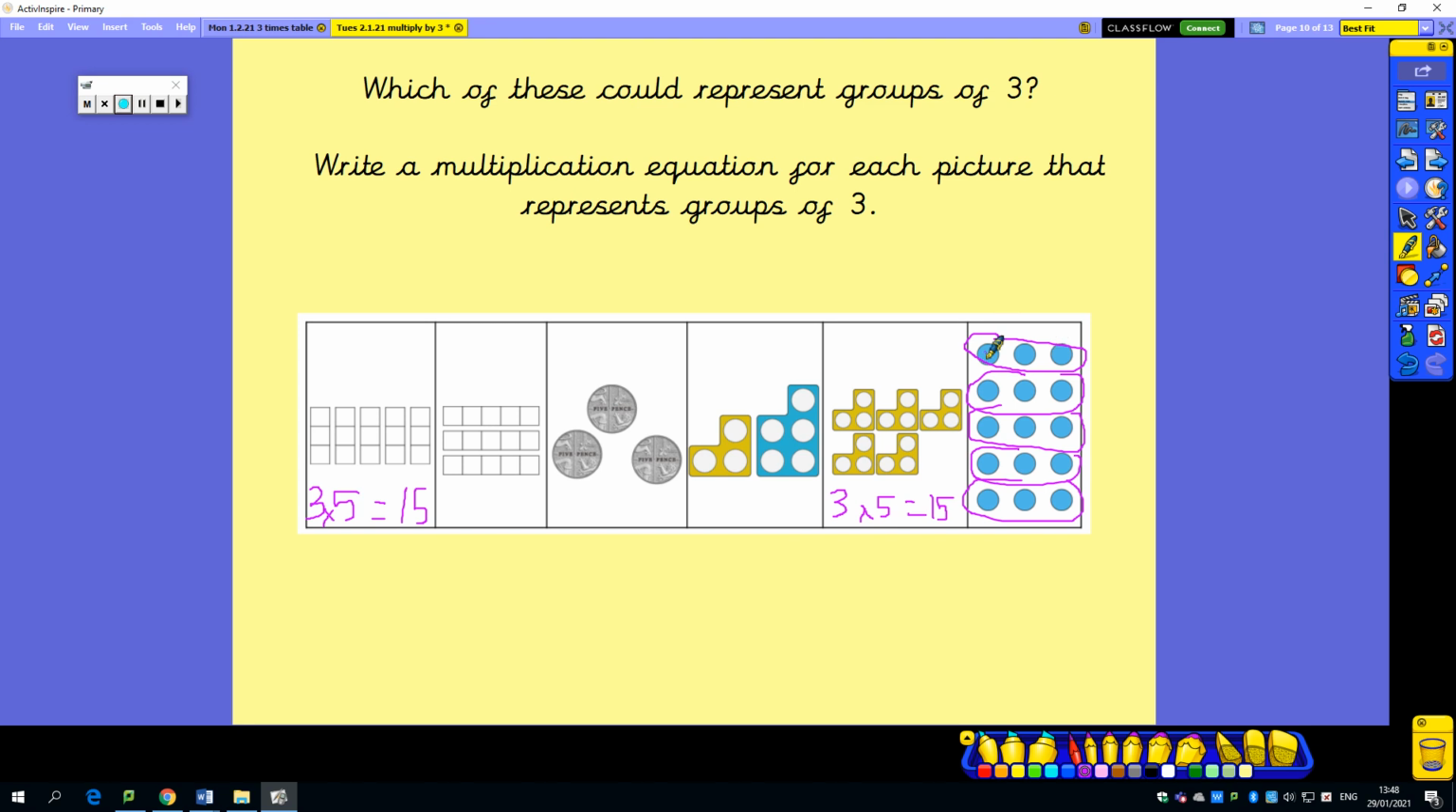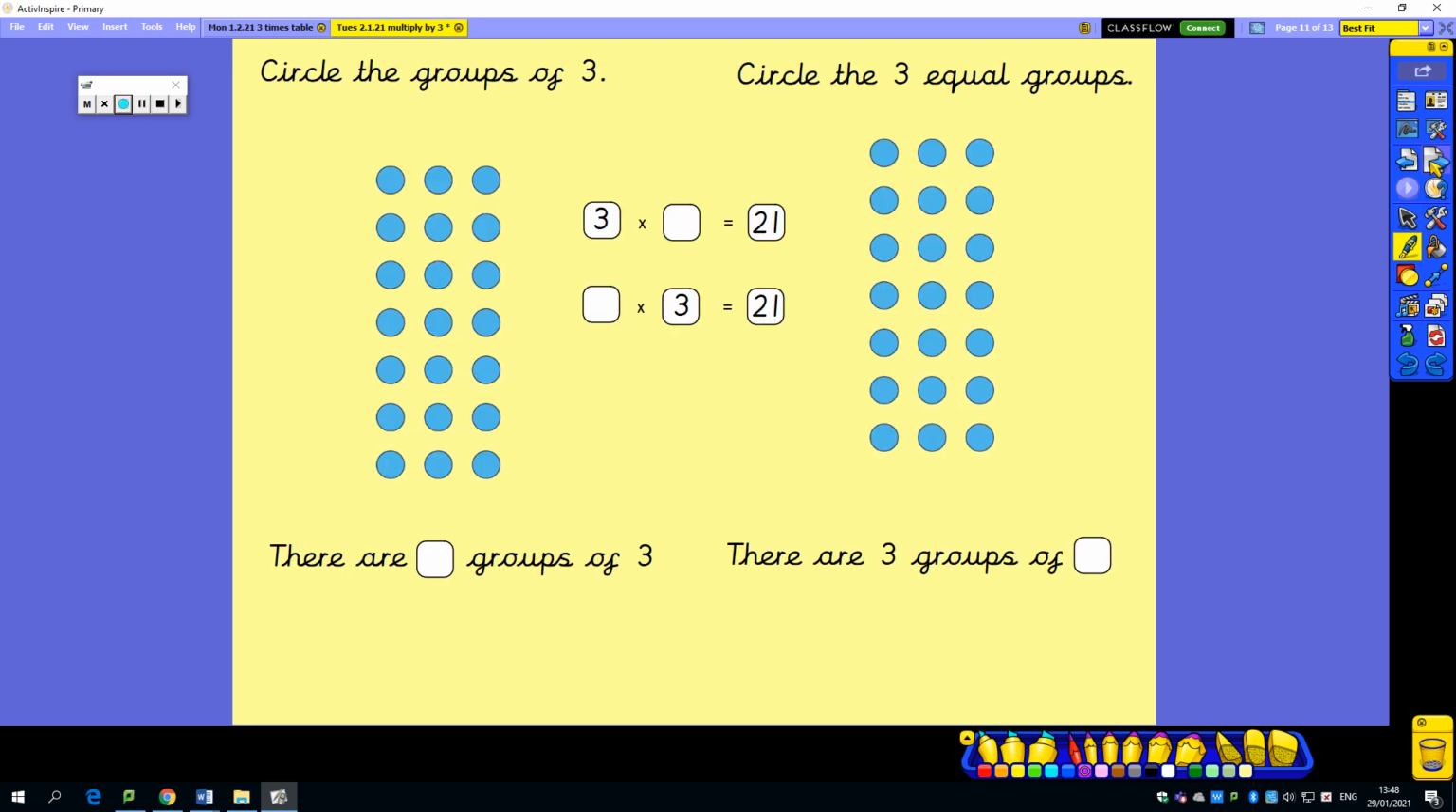And the same as the last one, we've got 3, 1, 2, 3, 4, 5, 5 times. So that will also be 3 times 5 equals 15. Okay, moving on. Have a little look at the two sets of arrays.